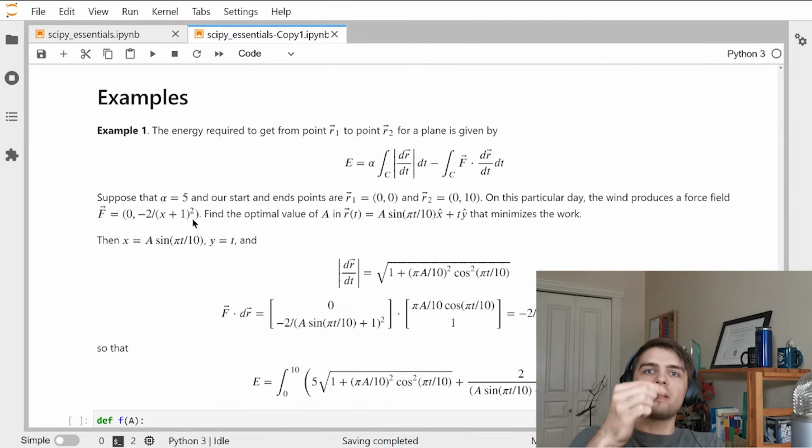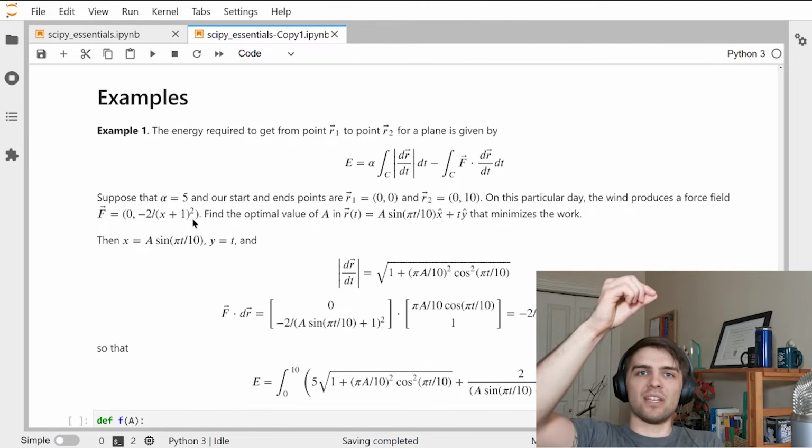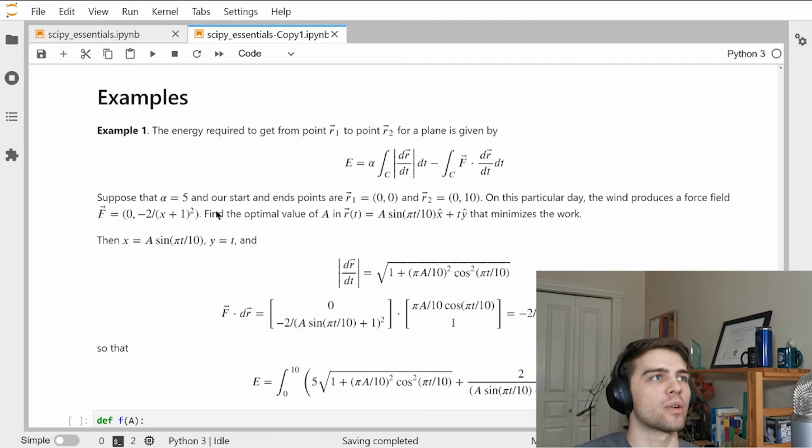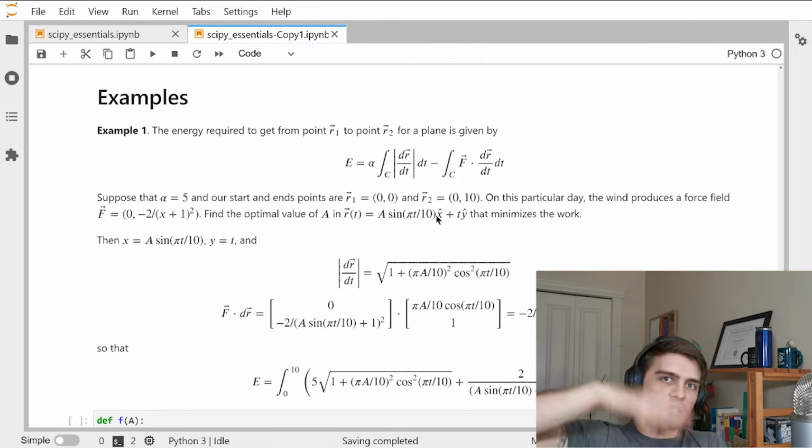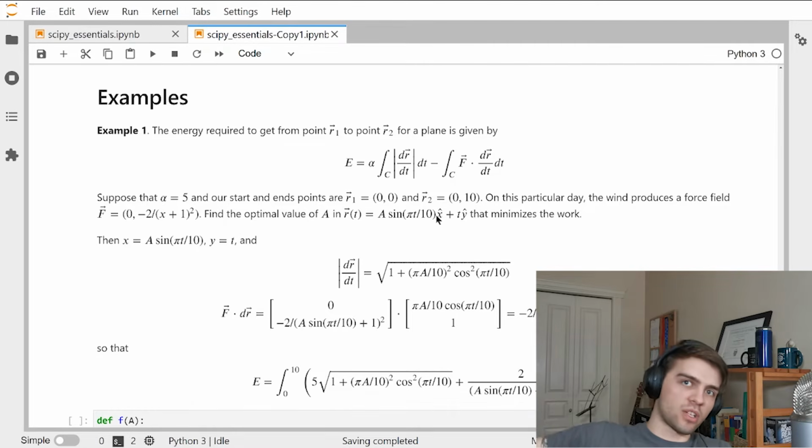So the question is, do you battle against the wind and go straight from R1 to R2 in a straight line? Or do you take a curved path and go to where the wind blows less and use less energy? And so we're trying to find the optimal value of A in this path here. Now, if A is equal to 0, then it just goes straight from one point to the other. If A is higher and you plot this vector function as a function of t, it means that the plane is curving out to the side. So the question is, do you take a really big curve? Do you take a smaller curve? Obviously, if you go straight from point A to point B, the wind is going to be too strong. So there's some sort of optimal region. If you go too far, the plane's traveling really far and it's using a lot of energy by going a big distance.